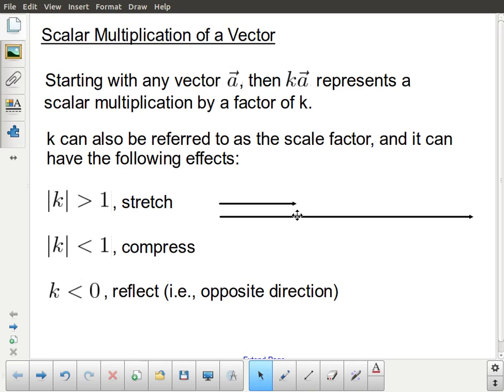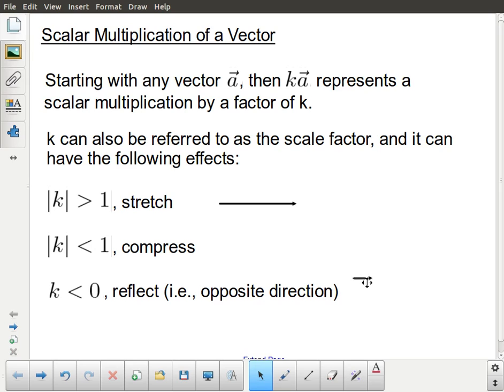So the same thing occurs down here. If the magnitude of k, the absolute value of k, is less than 1, that means I have a compression. And I can have a fairly minor compression, or I can have a fairly substantial compression. But I've made the magnitude of this less.